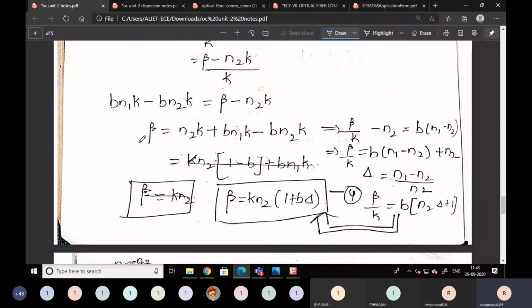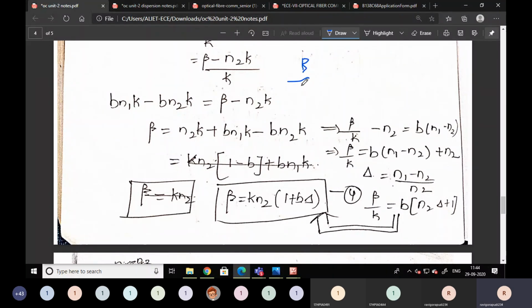Then beta by k minus n2, also I'm taking this side. Then n1 plus b into n1 plus n2 minus n2. First of all, in all the terms you can take k common. Take this k to the LHS, then beta by k. Then you'll get n2 plus beta n1 minus n2 b. Okay, if you want, you can write this step.